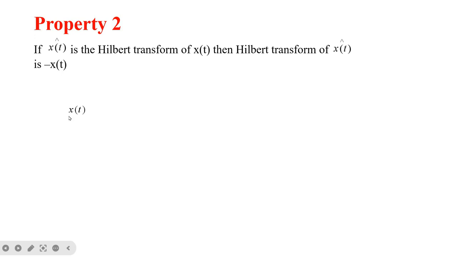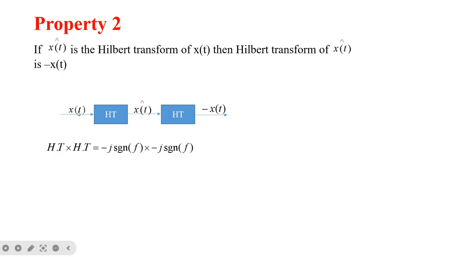So here we have a figure. We have a signal x of t, we are applying Hilbert transform on this, and we get the output as x cap of t. Now on this x cap of t, again we apply Hilbert transform and we get the output as minus x of t. So the Hilbert transform is taken twice, then we get the answer as minus x of t.